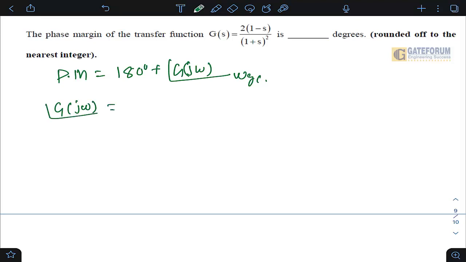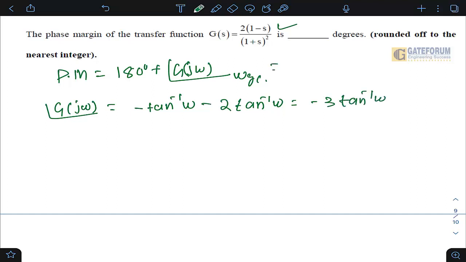Phase angle of the transfer function is, if you see the numerator, this is in the fourth quadrant, so you get minus tan inverse of omega. For the second term, it is in the denominator, so you get minus tan inverse omega, but because of the square term you get two terms. So basically the denominator will contribute minus 2 tan inverse of omega. 2 we are getting because of the square factor, minus because it is in the denominator. So overall this is coming as minus 3 tan inverse of omega.